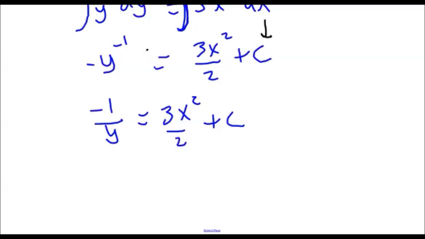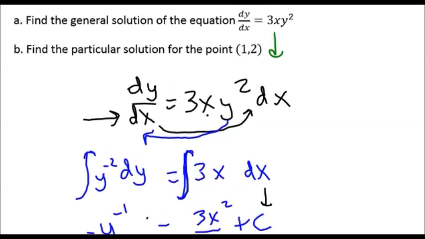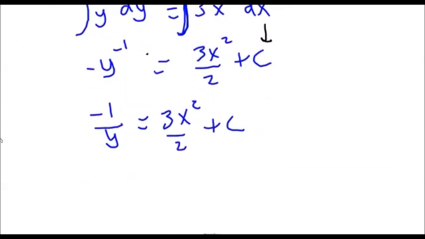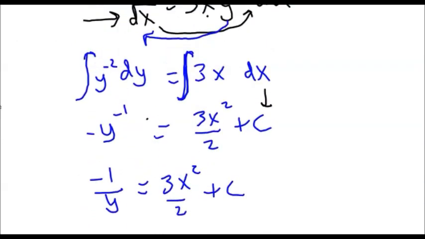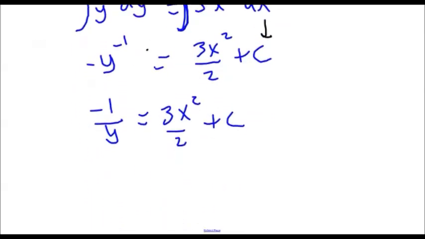And we were given some more information in this question. We were asked to give the general solution. I've got that right here, actually. So that is the general solution. We were also asked for the particular solution for the point 1, comma 2. And so I'm going to deal with that now. 1, comma 2. And what that's going to allow us to do is find that c. So let's plug in some numbers and see what we get.